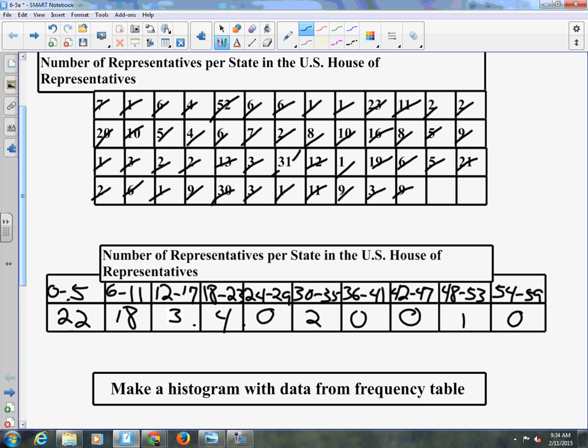Yes. No, that's just, no. Nope, that's just the way my table was.